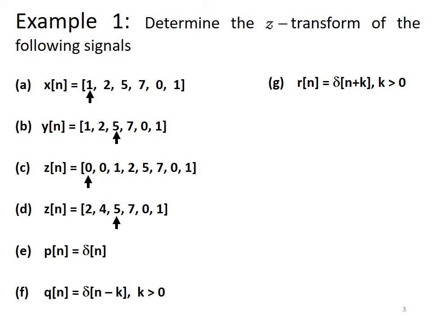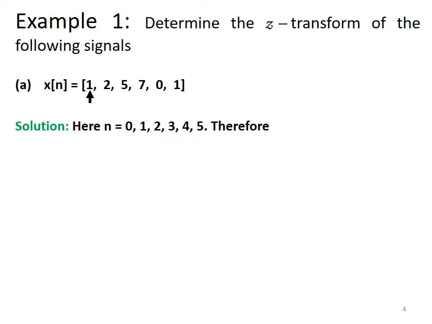Starting from the first one, example 1a, here x of n is equal to 1, 2, 5, 7, 0, 1 and the n equal to 0 point is this. So n has how many values? 0, 1, 2, 3, 4, 5 values. There are 6 values for n. Therefore we can rewrite the formula of Z transform in this form: x of z equal to summation n equal to 0 to 5 x of n into z power minus n. So this is a finite series. It doesn't have infinite values. It has only 6 values starting from n equal to 0 to n equal to 5.